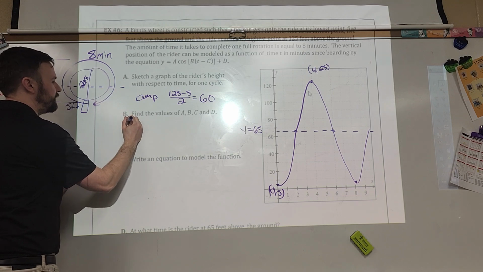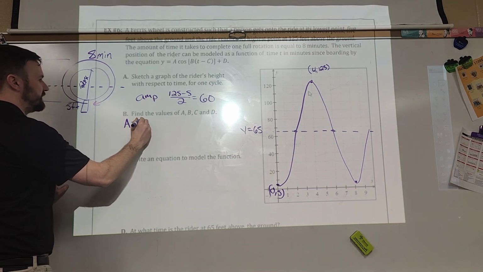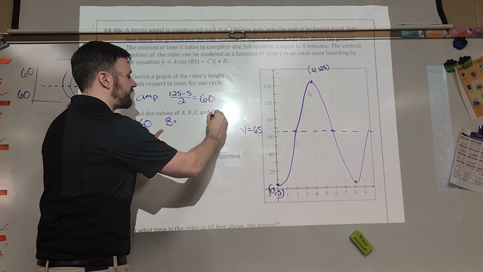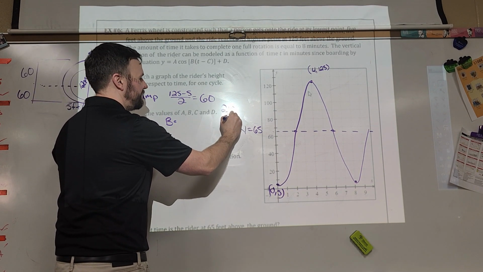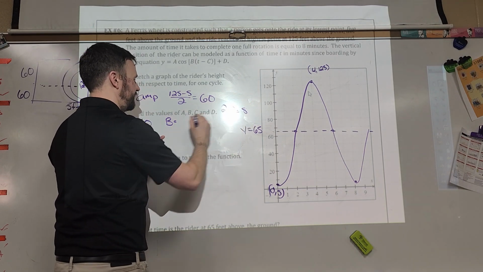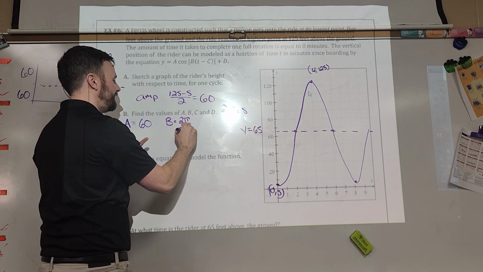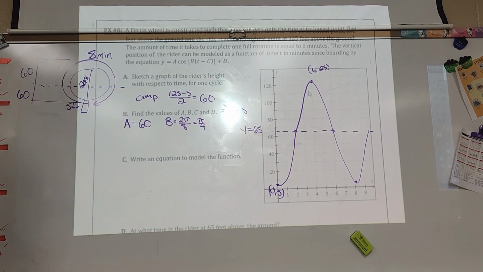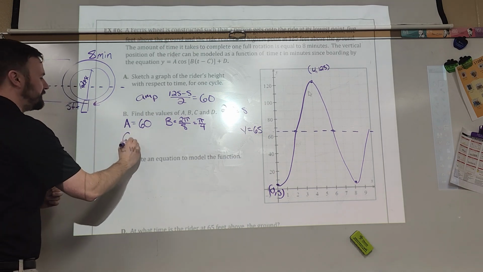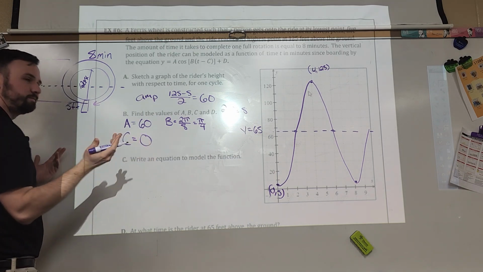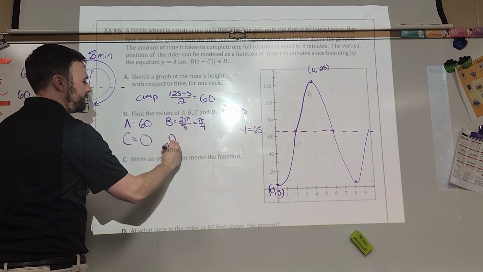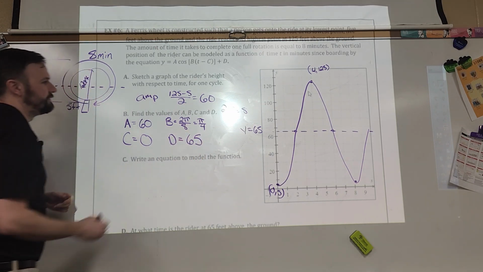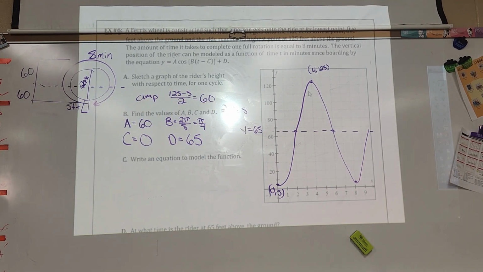So what's my amplitude? What's A? 60. What's B going to be? Ooh, let's use our new trick now. It's 2 pi over B equals 8. So what's it going to be? 2 pi over 8. Or, think how much time you all wasted on your homework. What's my C going to be? Nothing, I didn't shift it. What's my D going to be? 65. Is that everything I need in the world?